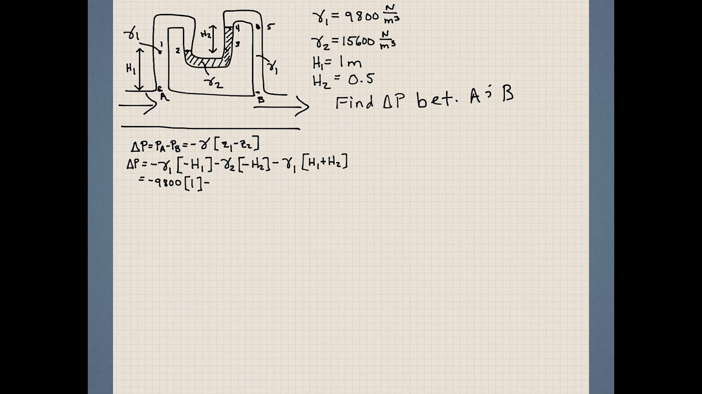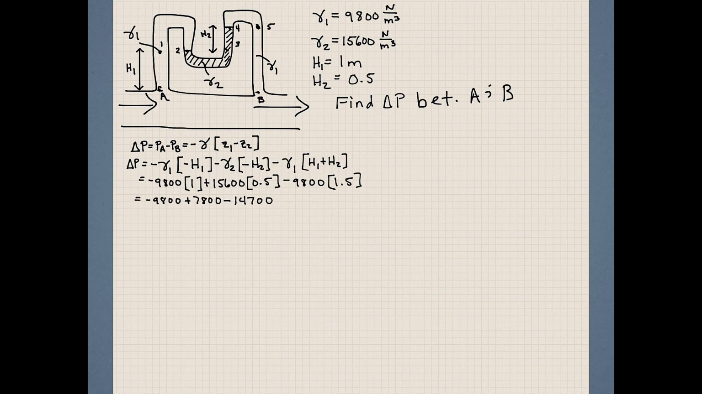Okay, minus gamma 2, which is given as 15,600, and this is a positive. And H2 is 0.5 meters, and this would be a negative 9,800, and H1 plus H2 would be 1.5. So let's go ahead and plug this into our calculators. So we have negative 9,800 plus 15,600 times 0.5, 7,800, minus 9,800 times 1.5. So 14,700.